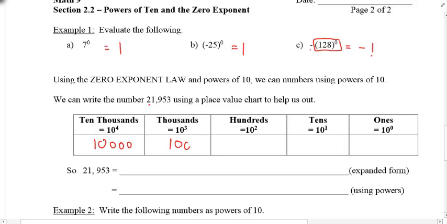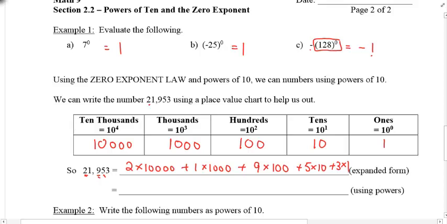Thousands are like 1,000. So there you go. Hundreds, tens, and ones are just like this. So if I ask you to write 21,000 using the word 10,000s, this is like 2 times 10,000. That represents the 20 part. There's a 1 here, so 1 1,000s. And then look at the next digit, 9. There are 9 hundreds, so 9 times 100. There are 5 tens, so 5 times 10, and then 3 ones. So this is what we call the expanded form.